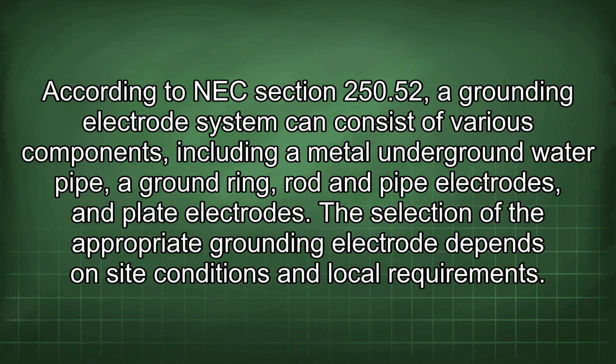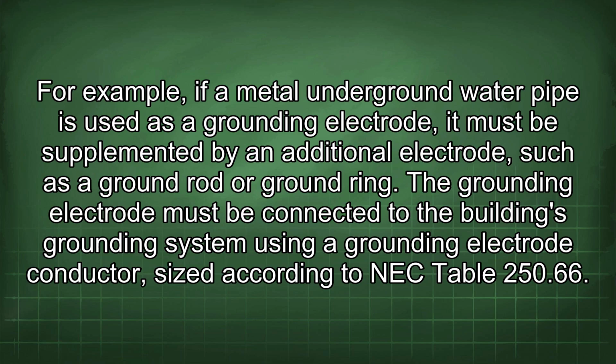According to NEC Section 250.52, a grounding electrode system can consist of various components, including a metal underground water pipe, a ground ring, rod and pipe electrodes, and plate electrodes. The selection of the appropriate grounding electrode depends on site conditions and local requirements. For example, if a metal underground water pipe is used as a grounding electrode, it must be supplemented by an additional electrode, such as a ground rod or ground ring.